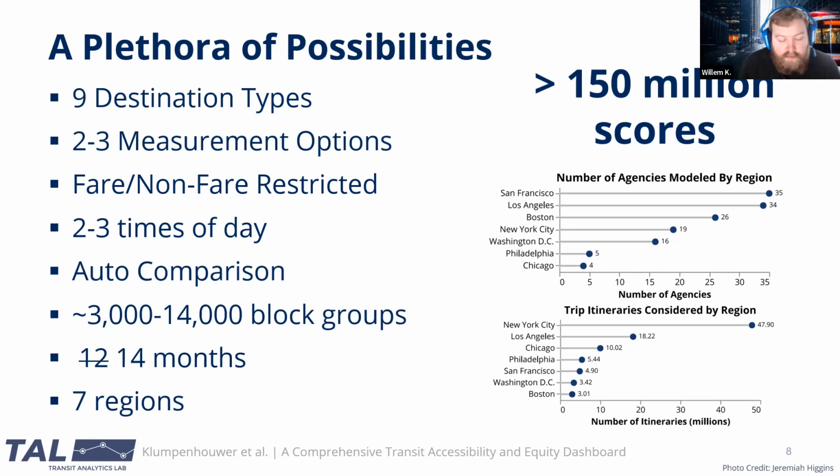We just updated the dashboard actually with 2 new months. We originally did 12 months, and now there's 14 months worth of data up there across 7 regions. And so that generates a lot of data points, as you can imagine, because there's permutations of all of these things. We have well over 150 million different scores that we've calculated. And you can see the amount of agencies we had to include: for San Francisco, we modeled 35 different transit agencies. And for New York City, 47 million itineraries were checked for doing some of this modeling.